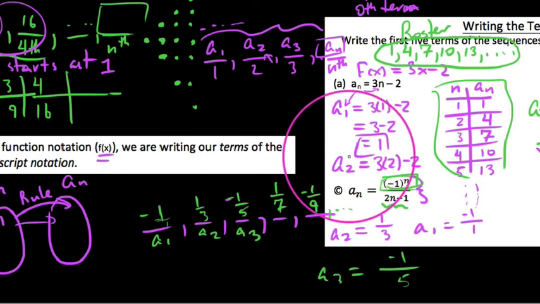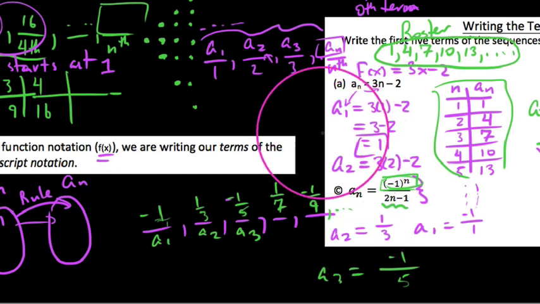So that's what sequences are, just a list of numbers in order. We treat them like functions where the domain is just the positive counting numbers. And yeah, we can express them in tables or in roster notation.